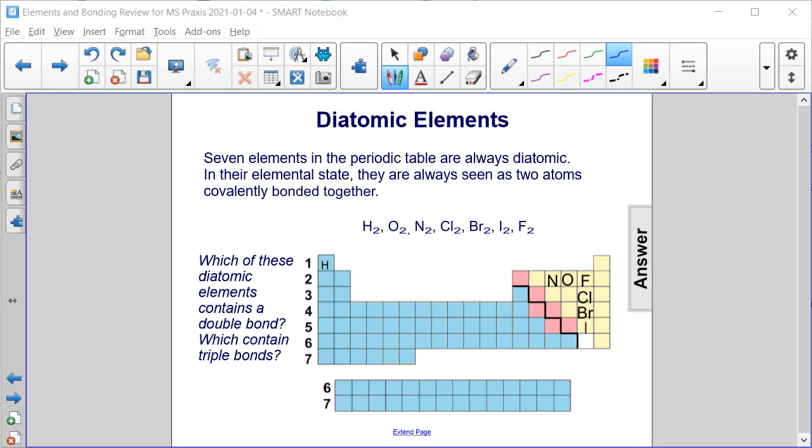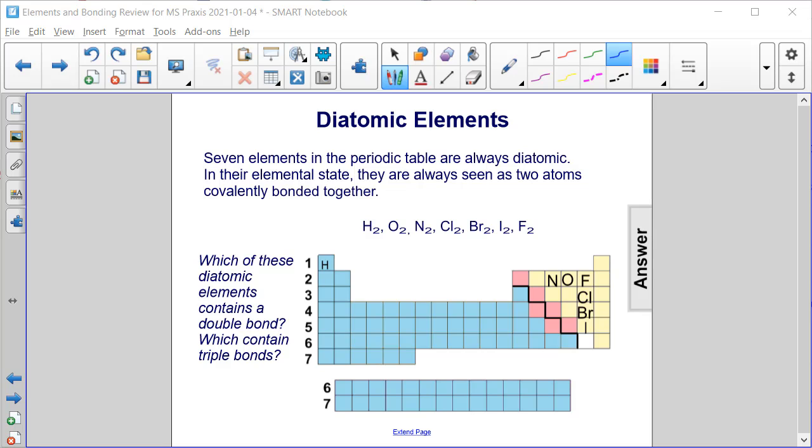Now that we've drawn several of the Lewis structures for these diatomic elements, let's talk about what they are. There are 7 elements in the periodic table that are always diatomic. What that means is, in their elemental state as elements, they always are seen and exist as 2 atoms covalently bonded together.